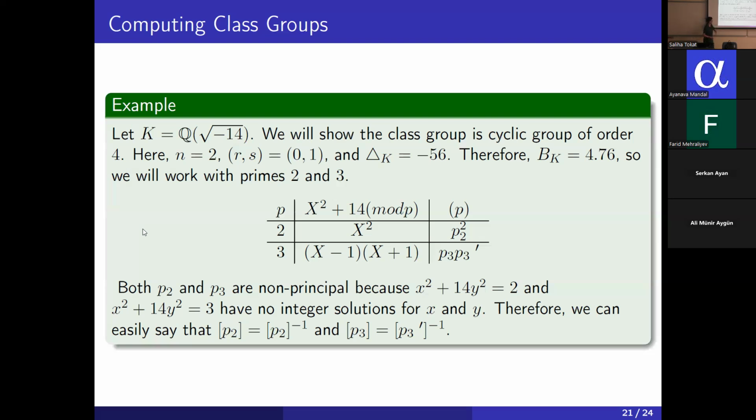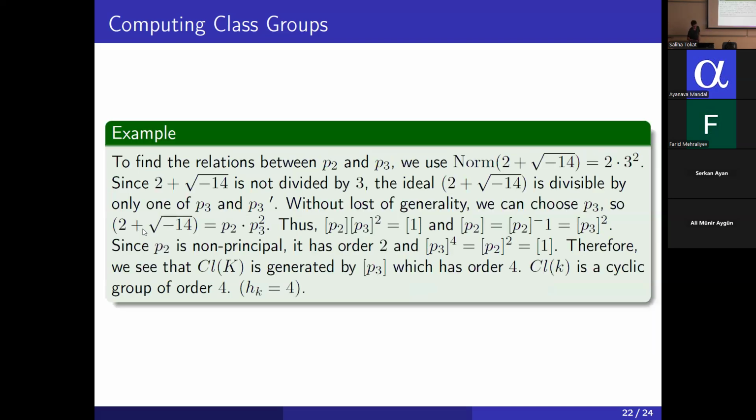And here you see that P2 is equal to P2 inverse and P3 is equal to P3 inverse. But again, we didn't find anything about principality. Can we find any relationship between P2 and P3? We can look for it. Actually, we have an element here, 2 plus square root of minus 14, and we decomposed its norm into prime ideals, 2 times 3 squared. Since this term is not divisible by 3, we should have only P3 or P3 prime. Okay, assume we chose P3.